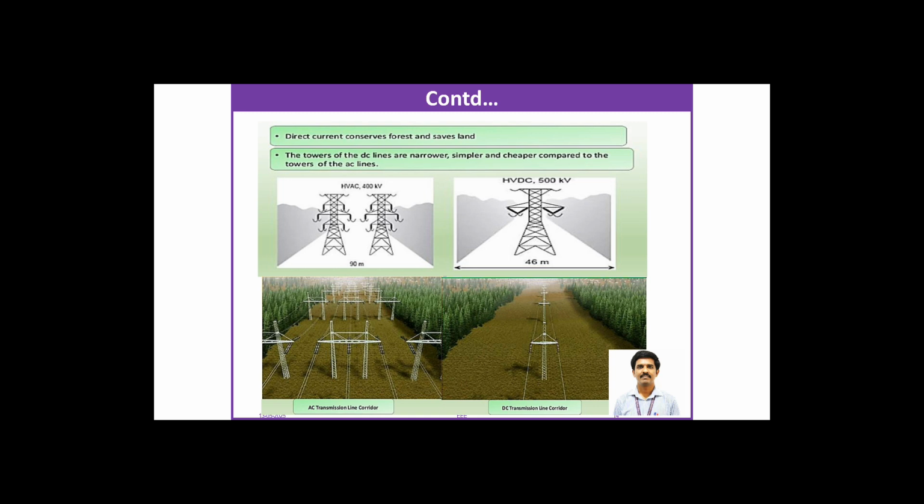For example, you can look at the picture I'm sharing now. If we want to erect towers for HVAC of 400 kV, I need 2 different towers, whereas if I want to transmit HVDC of 500 kV, I can use only one tower, which is 46 meters. Comparing the land area, for HVAC of 400 kV I need 90 meters of land area, whereas for HVDC I need only 46 meters of land area for transmitting the bulk power. So by incorporating HVDC for transmission, land has been saved and the forest has been conserved to a larger extent.